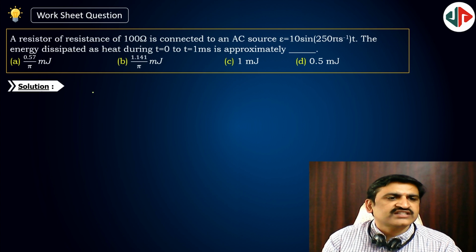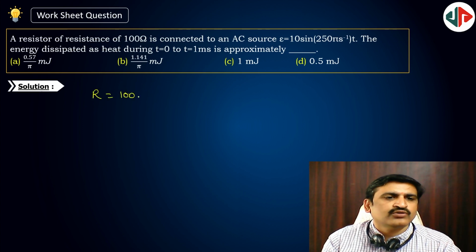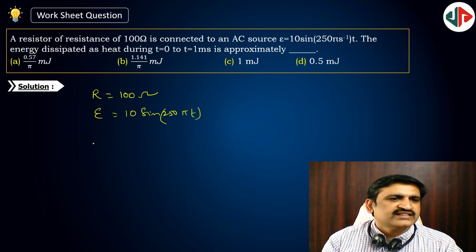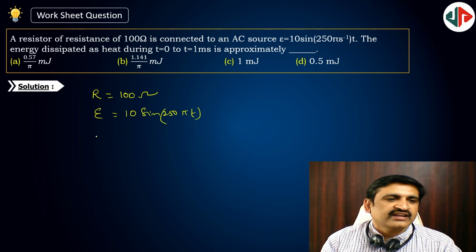A resistor of resistance R is equal to 100 ohm connected to an AC source of EMF equal to 10 sin 250 pi t. Find the energy dissipated as heat during t equal to 0 to 1 second.